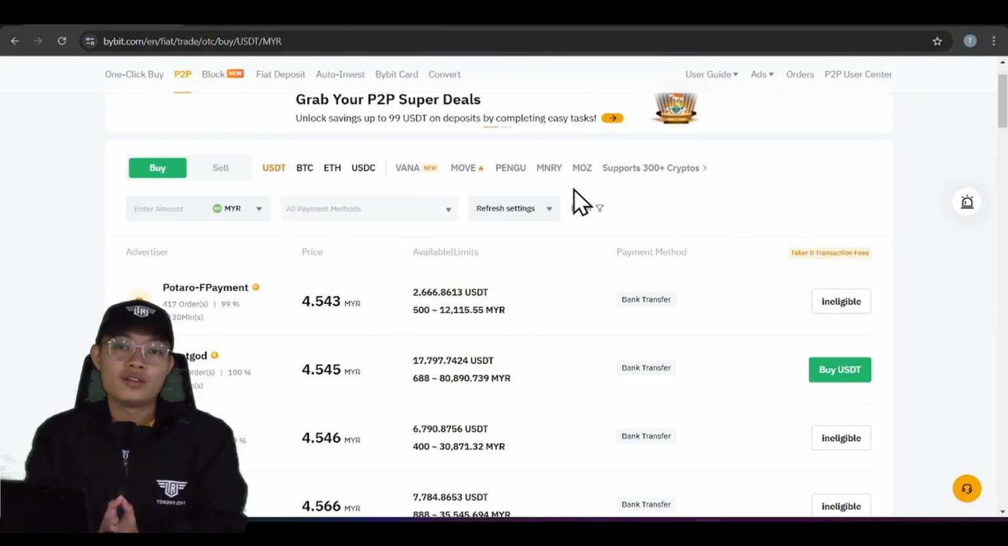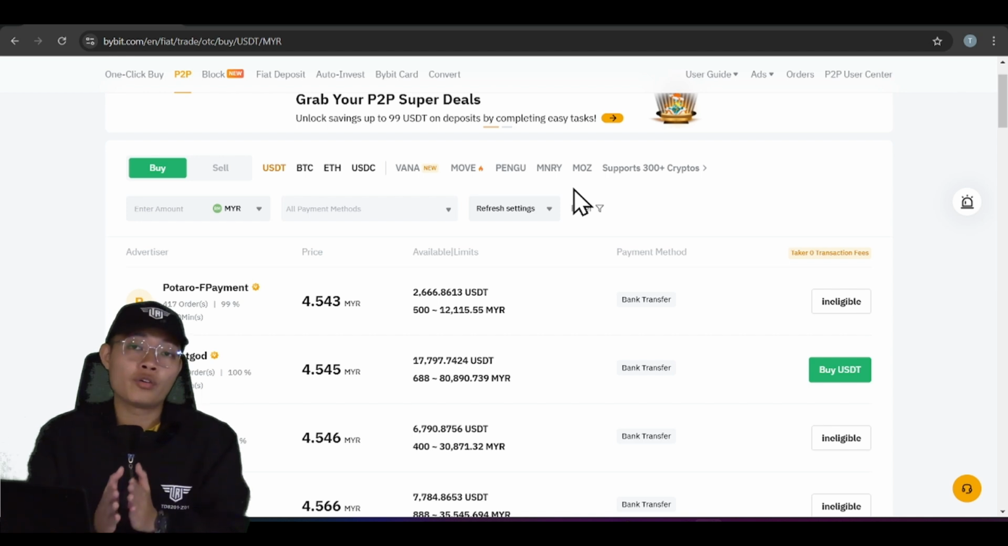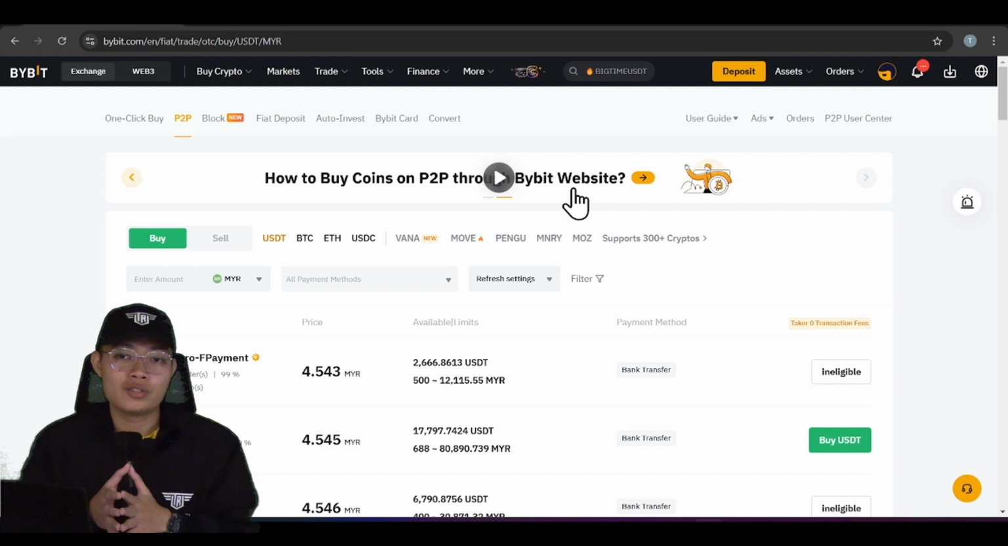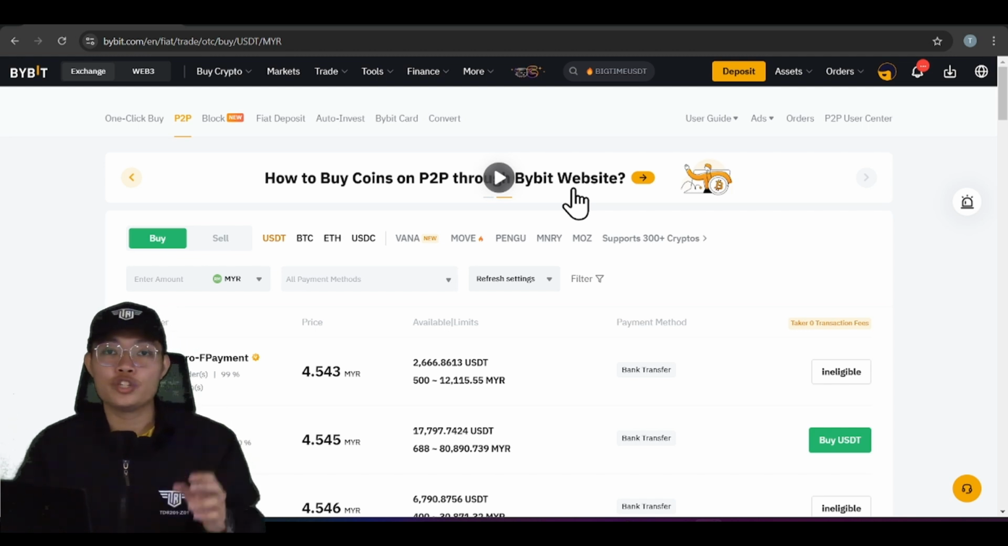Of course, you have another method which is called crypto transfer. You are simply sending your cryptocurrency from your cold wallet or another exchange to the ByBit exchange so that you can trade with it.